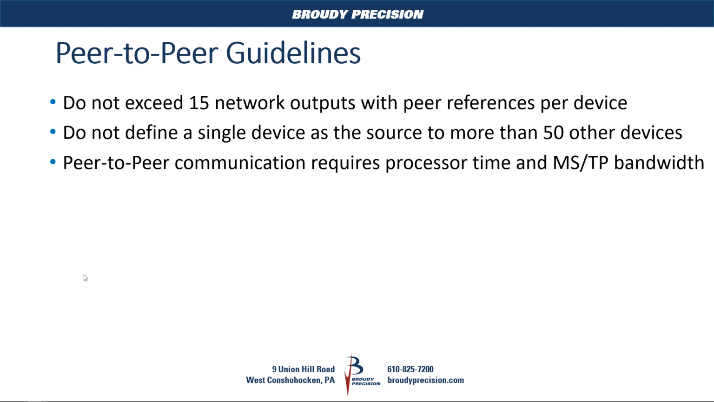And some guidelines for peer-to-peer to take into consideration. You don't want to exceed 15 network outputs with peer references in any device. You also do not want to define a single device as the source to more than 50 other devices. So basically, you don't want to have, say, a rooftop controller sharing its supply air temperature to more than 50 devices, 50 VAVs on a network.